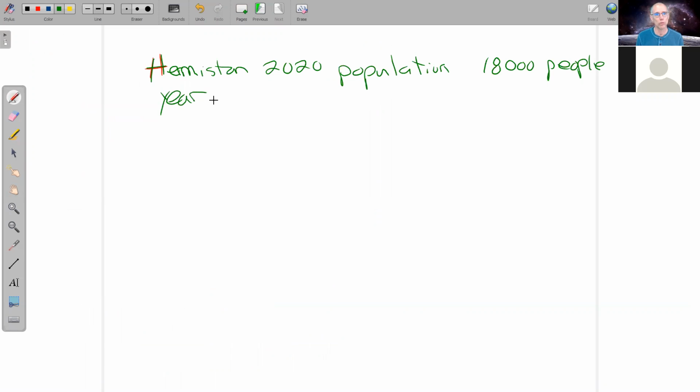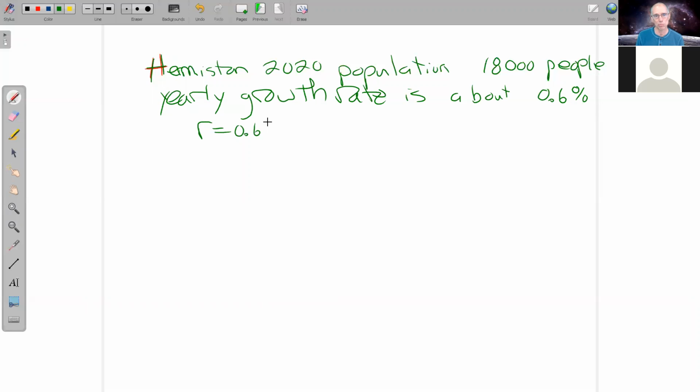So the yearly growth rate is about 0.6%, that new calculation I just made right there. Now as a decimal, that's 0.6%. Remember, percent means divide by 100. So 6/10 divided by 100 is going to be 6 thousandths.